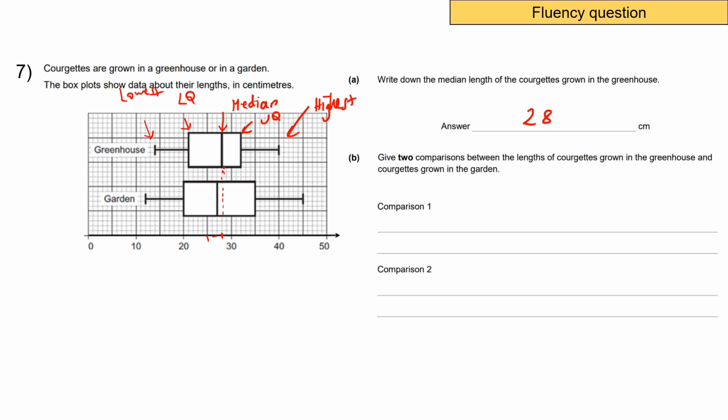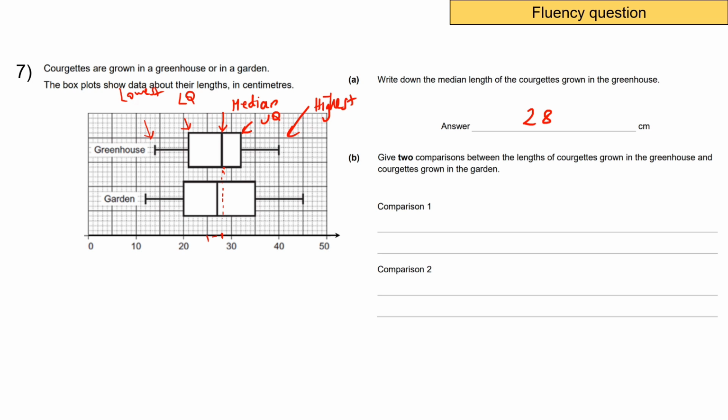Now, with comparisons, when you are comparing two box plots, my recommendation for you is to just look out for the median and the interquartile range. So when I compare these two, I can see that on average, courgettes from the greenhouse are longer as the median is higher. Okay, so if the median is higher, then you can clearly see that the courgettes are going to be longer.